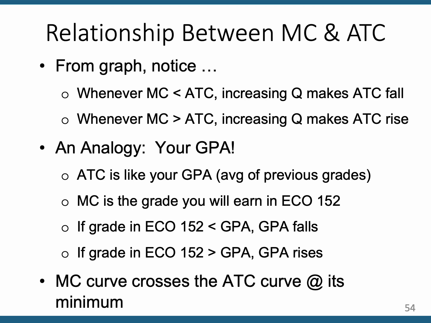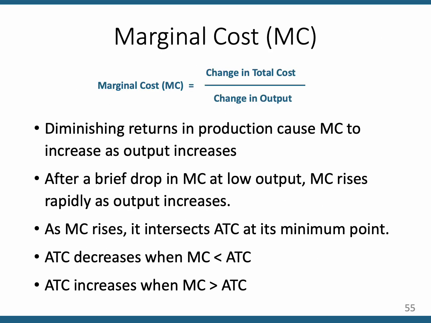Again, if you didn't quite absorb that analogy, don't sweat it. Just memorize, remember that the marginal cost curve intersects at the bottom of the U, the bottom of the average total cost curve U and the average variable cost curve U. Here is a more standard and straightforward explanation for the shape of the marginal cost curve.